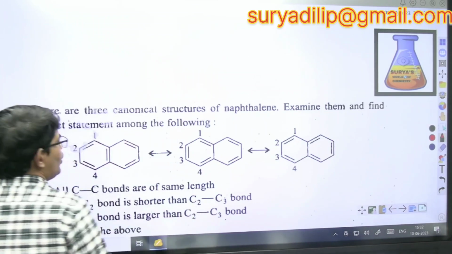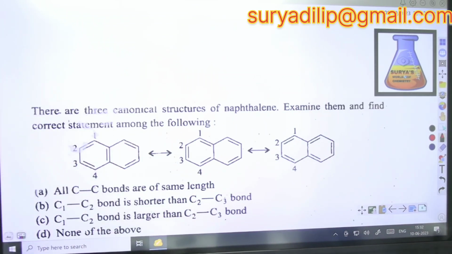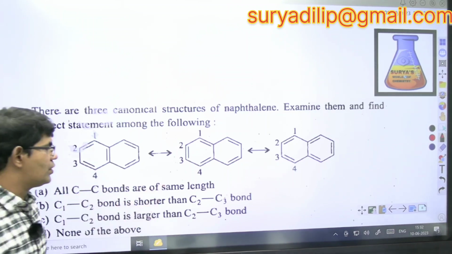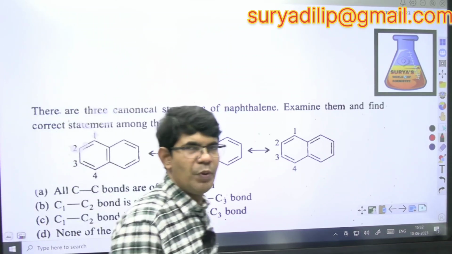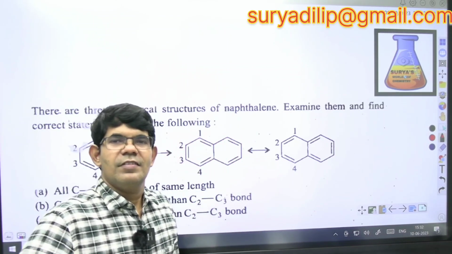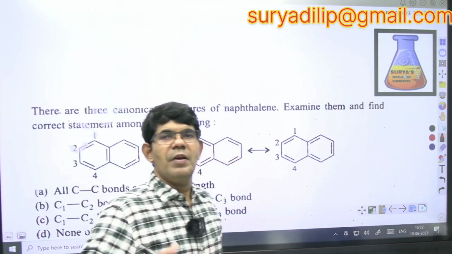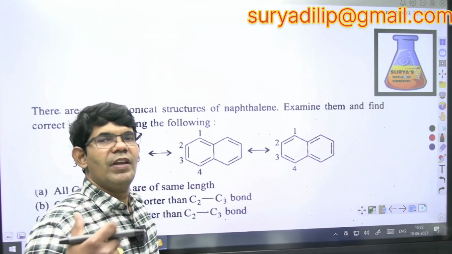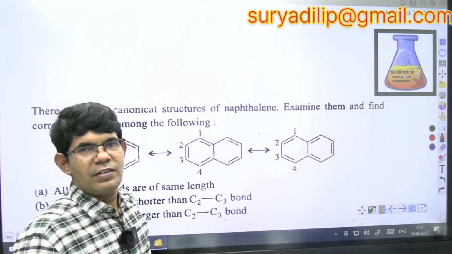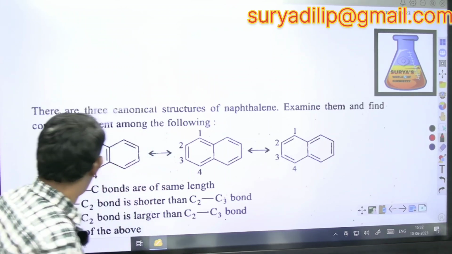There are 3 canonical structures of naphthalene. Examine them and find the correct statement among the following. All carbon-carbon bonds of same length. Can you believe? No. Certain carbon atoms will have partial double bond character. Some will have partial single bond character. So obviously the first statement is incorrect.